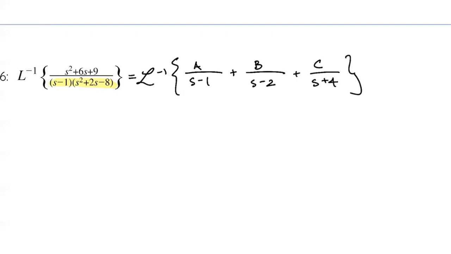Now let me take a moment to just explain where those came from, right? So the s minus 1 part I think is pretty obvious, but where did the s minus 2 and the s plus 4 come from? Well, I just factored that quadratic that we have down there. Okay, so if you've been sitting there saying, well, but Judy, I know how to use the quadratic formula, why is that not good enough? Here we are. Okay, the quadratic formula will just take much longer.